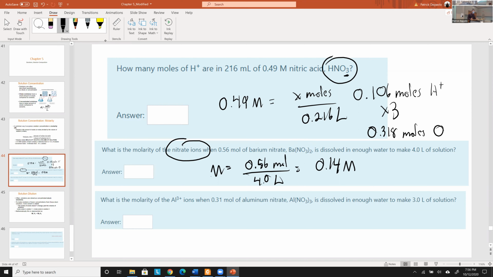How many nitrates? Not oxygens, nitrates. Yeah, 2. So you're taking this number, multiplying it by 2 equals 0.28 molar. Cool. We basically did all the homework together.